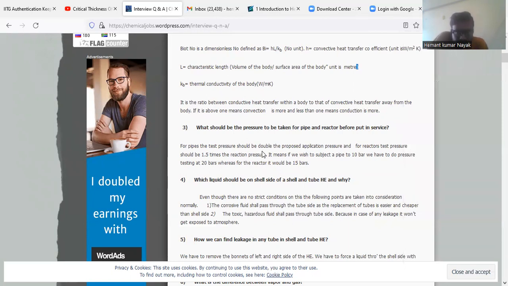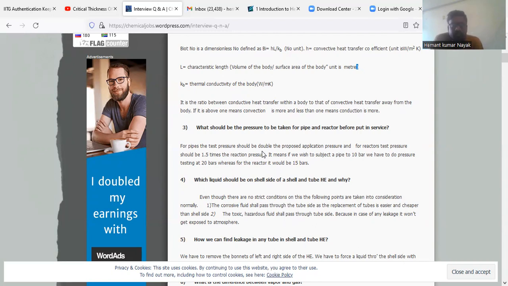So the question is: what should be the pressure to be taken for pipe and reactor before putting in service? Basically, we want to know how much pressure is to be taken. For pipes, the test pressure should be double the proposed application pressure, and for reactors, the test pressure should be 1.5 times the reaction pressure. It means if you are going to subject a pipe to 10 bar, we have to do pressure testing at 20 bar, whereas for the reactor it will be 15 bar. So this is the condition.